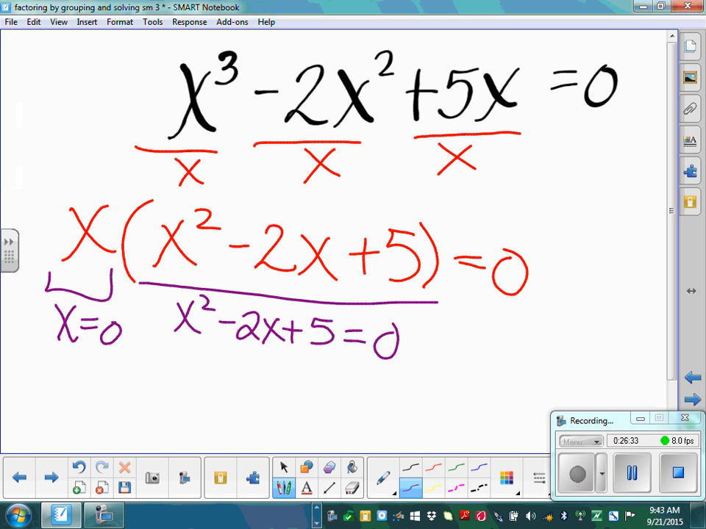And then we could solve each. X is equal to 0. Done. That is one of our answers. Don't miss that. Don't say x is equal to 0, so that's not an answer. It is. X is equal to 0. And then we can solve this one using the quadratic formula, or if it factors, we could use factoring.